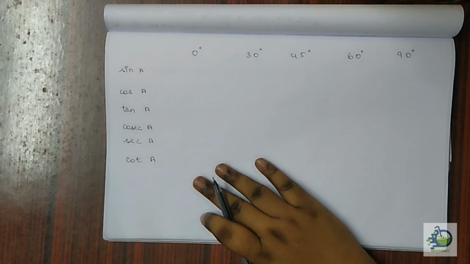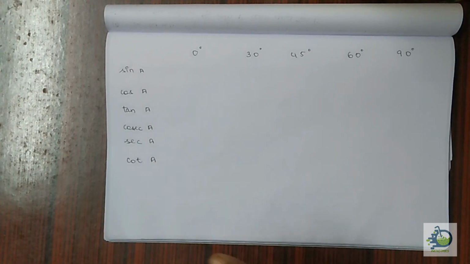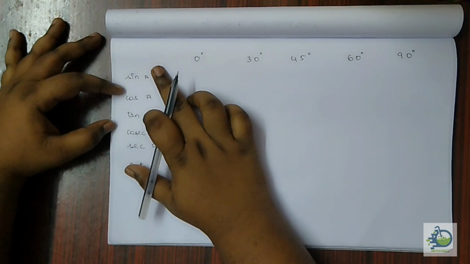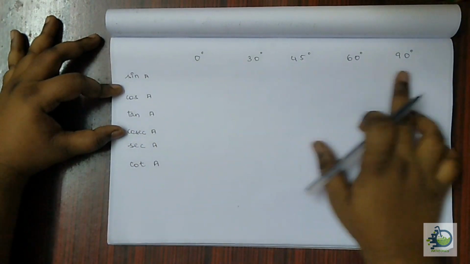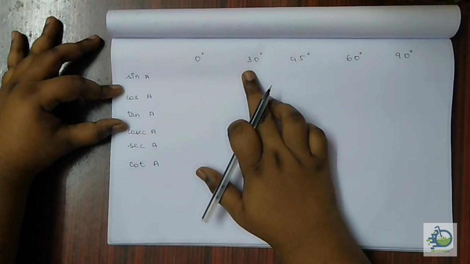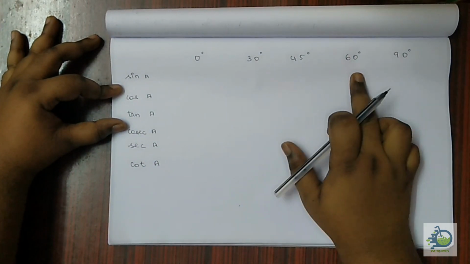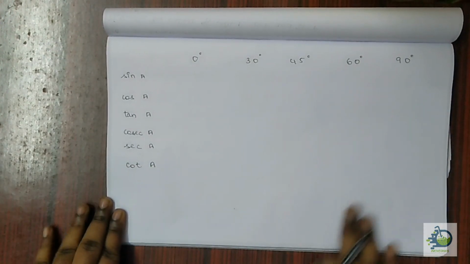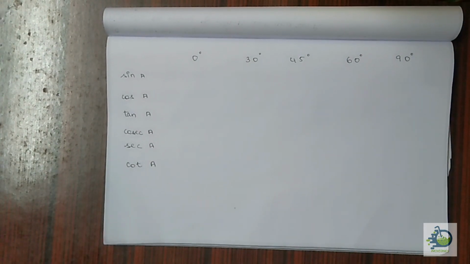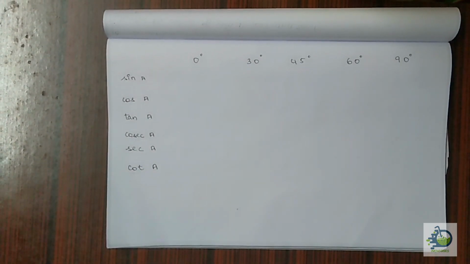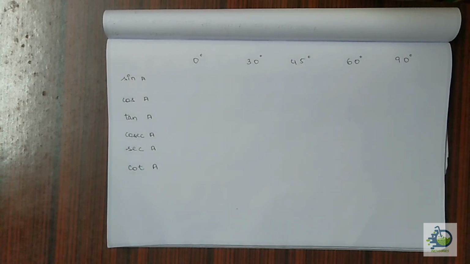Now we are going to move into exercise 8.2. Before going inside 8.2, we need to know certain formulas. Here we have to know the answers for these angles. That is, what will be the answer for sine 0 degree, sine 30 degree, sine 45 degree, sine 60 degree and sine 90 degree. For this we need to remember this table, but we no need to mug the entire table. Instead of that, I will show you a simple way to remember this table.